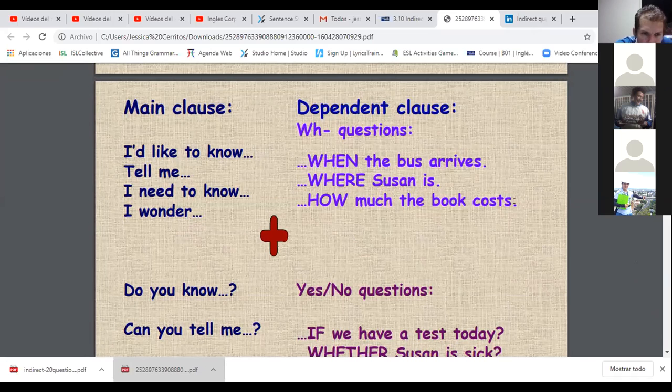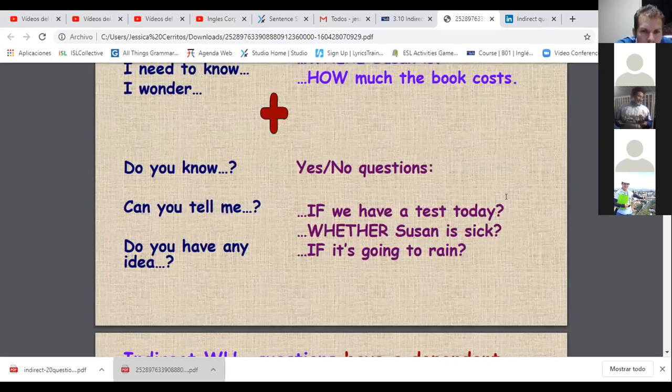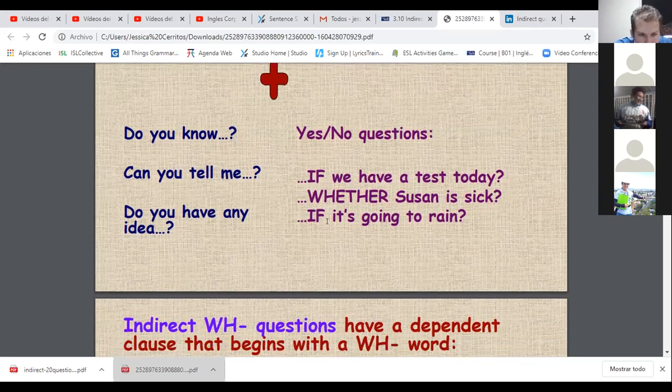I need to know how much the book costs. Okay, again here the verb is in present simple. That means my original direct question must have used does. Okay. Do you know, with yes/no questions: can you tell me if we have a test today? Can you tell me whether Susan is sick? Do you have any idea if it's going to rain? All right, so here we have the yes/no questions and the if and whether questions.